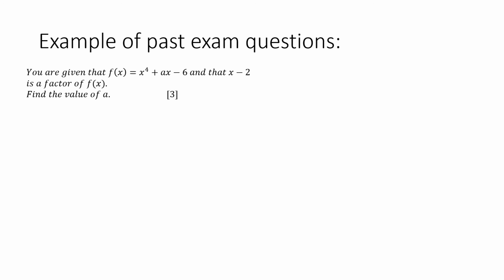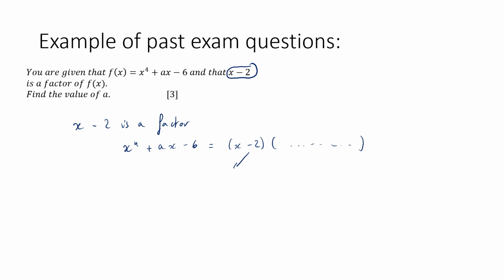Okay, to start with, what should be a reasonably straightforward question once you know how to do that. You're given this time, it's not a cubic, it's a quartic, so you have an order 4, which is partially defined because you have x to the power 4 plus ax minus 6. But you're given this key information that x minus 2 is a factor. What does it mean? If x minus 2 is a factor, it means that your x to the power 4 plus ax minus 6 can be written as x minus 2 multiplied by something else.